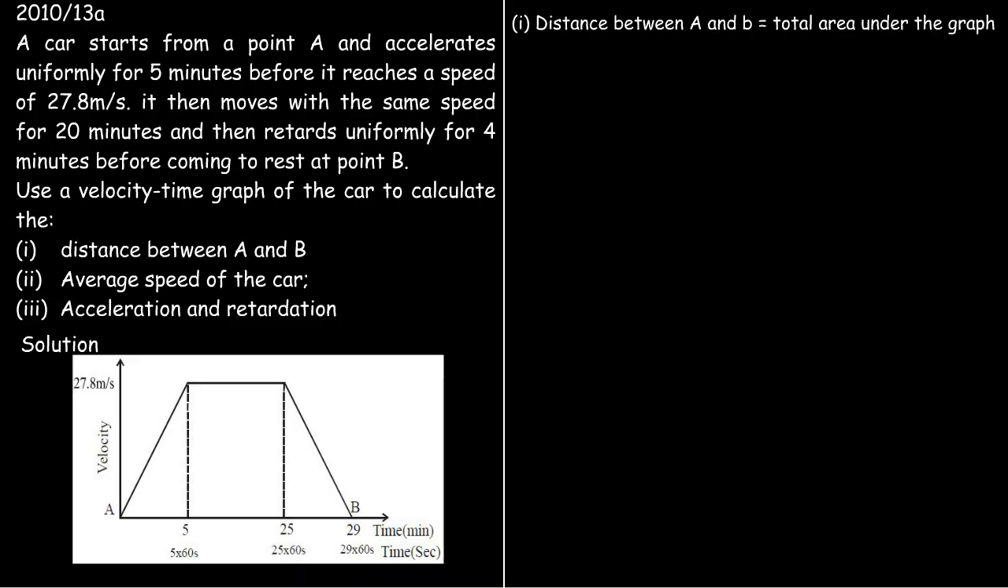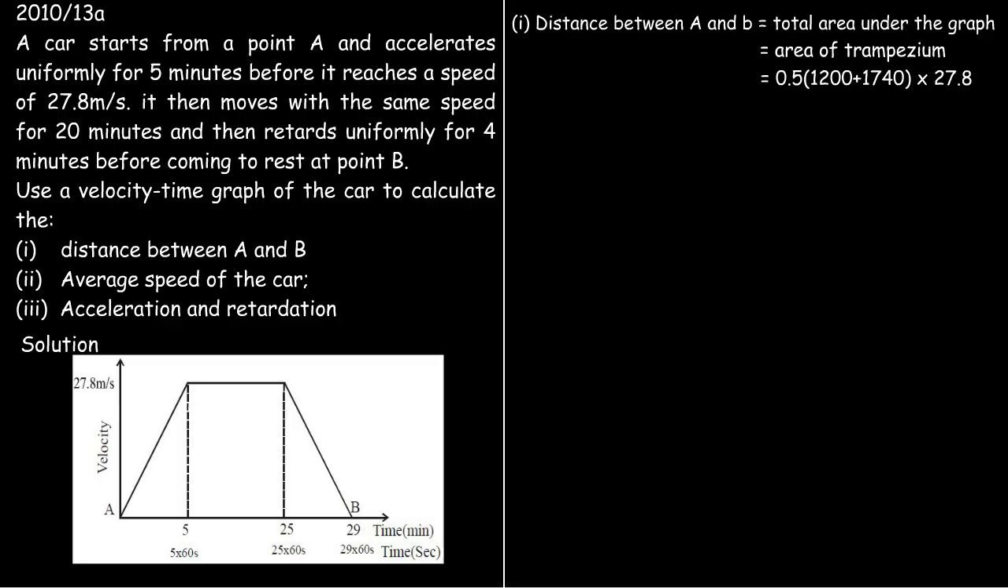Now the very first part of our question is the distance between A and B, and we know that the distance between A and B is equal to the total area under the graph, which is equal to the area of the trapezium. Now the area of a trapezium is 1 over 2 (a plus b) times h, where a and b are your two parallel lengths and h is the height of the trapezium. Now substituting the values from our graph in this equation, it becomes 0.5 or half in bracket 1200 plus 1740 times 27.8.